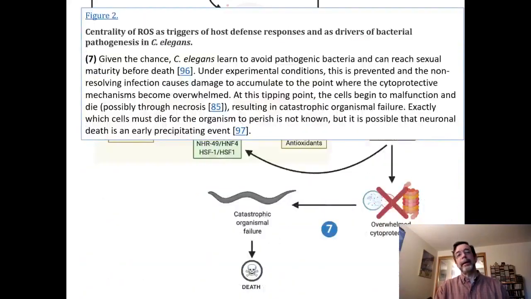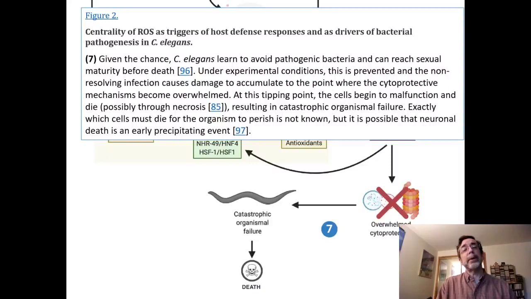And then finally, what about when it's just too much, when you cross over the line, too much ROS, and the cells are destroyed? There's one interesting key idea here: the cells are overwhelmed first, before the organism is. So the cells begin to malfunction and die first from the ROS. Exactly which cells must die for the organism to perish is not known. So they're saying that this is an active area of research.